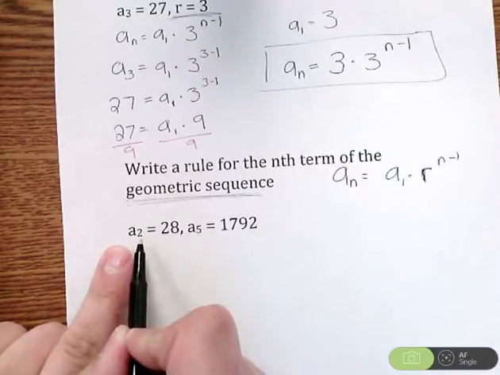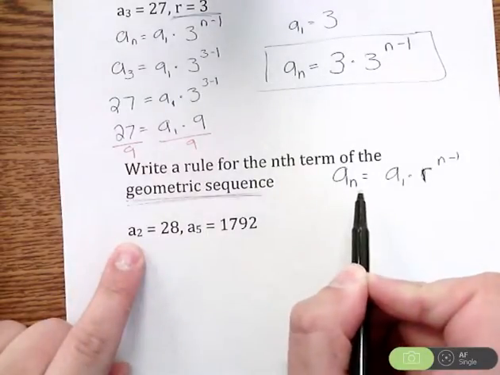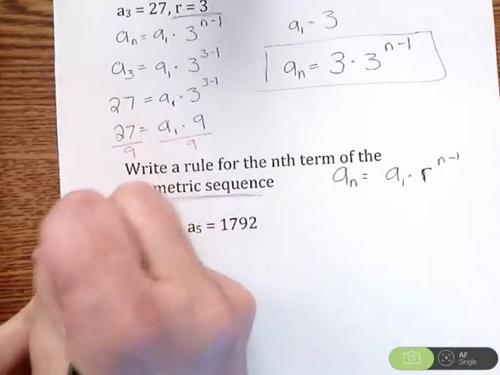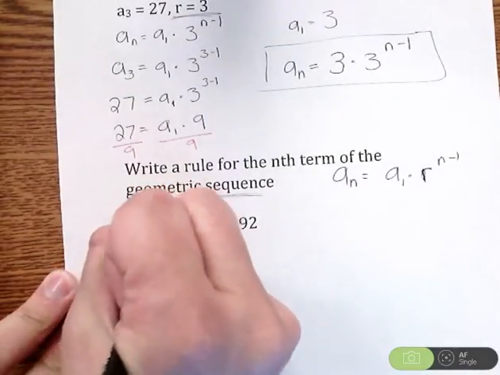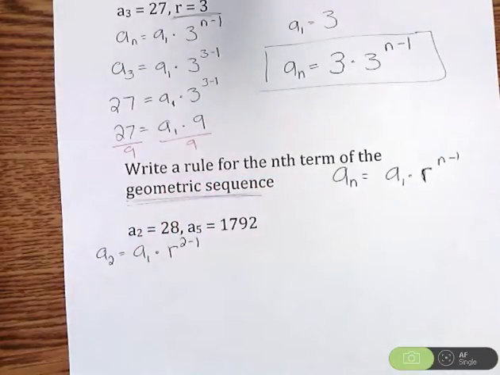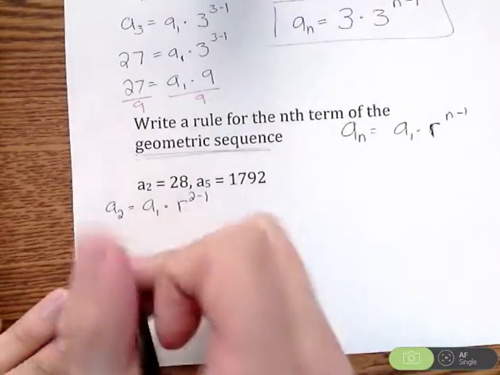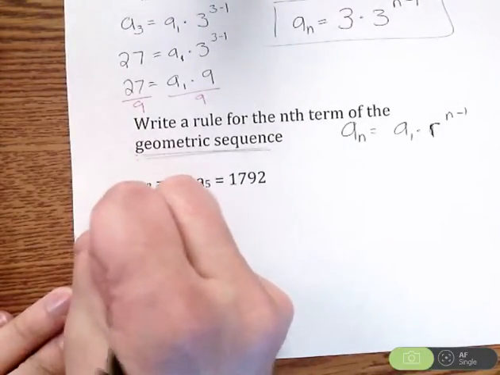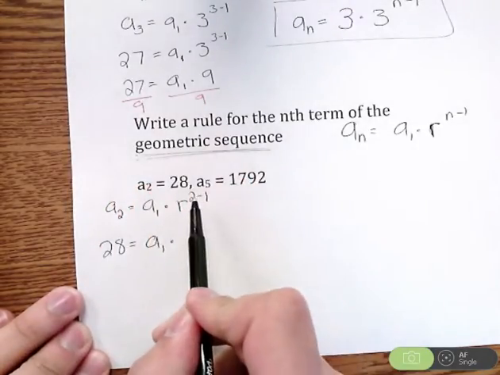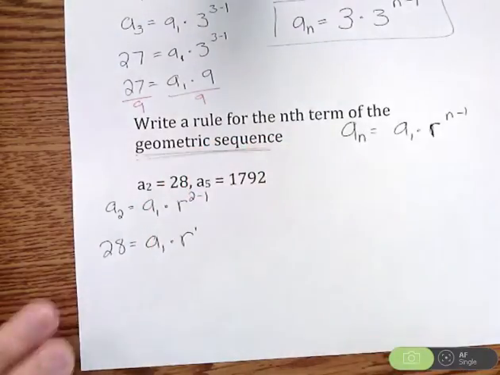For example, over here they tell us A2 equals 28. Well, notice the 2 is in place of the n. So if I replace all the n's there, I'm going to have A2 equals A1 times R to the 2 minus 1 power. But I also know A2 is 28. So I have 28 equals A1 times R to the first power, since 2 minus 1 is 1.